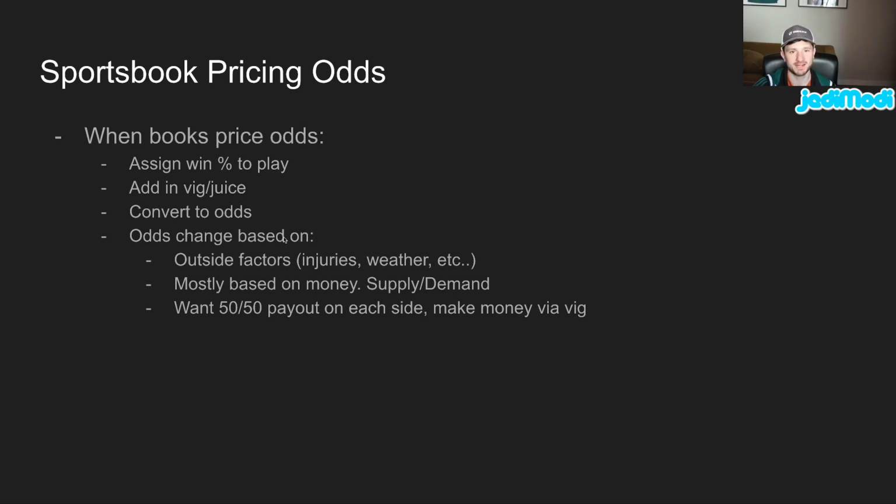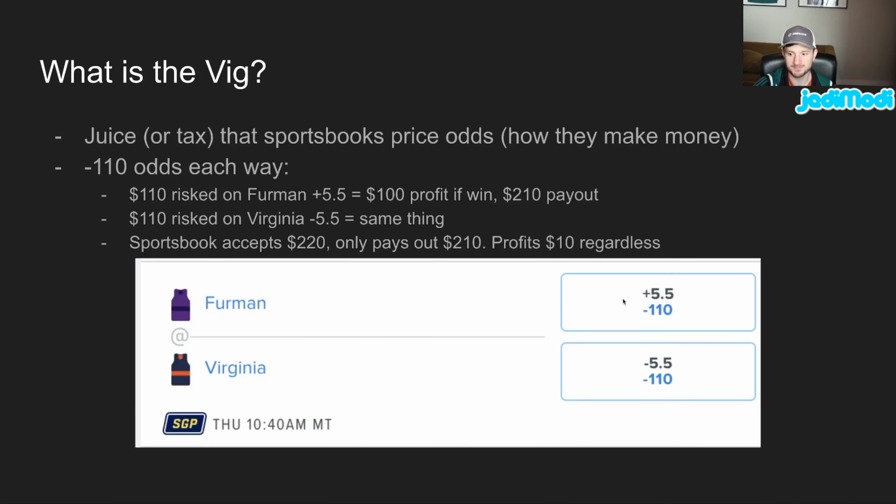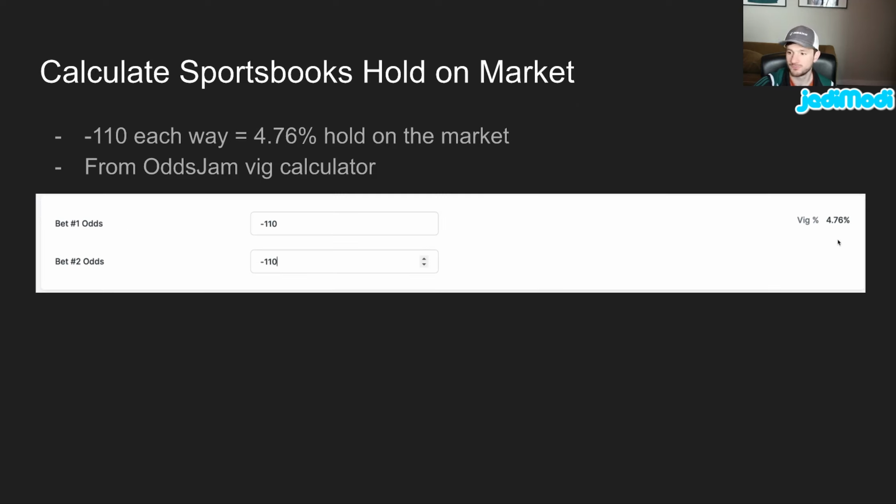And there's a couple different factors that will go into odds changing. Number one, there are outside factors, of course, injuries, weather, anything that is outside of the control of the sportsbook. But the most important thing that goes into odds changing is literally just money. It's supply and demand. As I mentioned, the sportsbooks want a 50-50 payout no matter what outcome happens. When they are able to get close to a 50-50 payout, they make the money via the VIG, via that example I gave you with the college basketball game, right? If they're able to get 50% payout on both Furman and Virginia, they are making 4.76%. They have a 4.76% hold on the market.